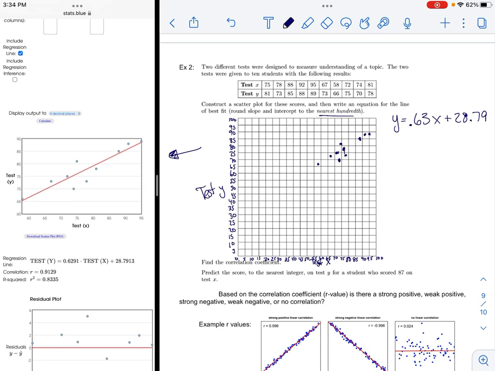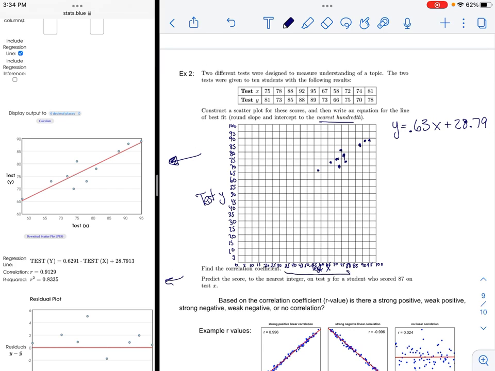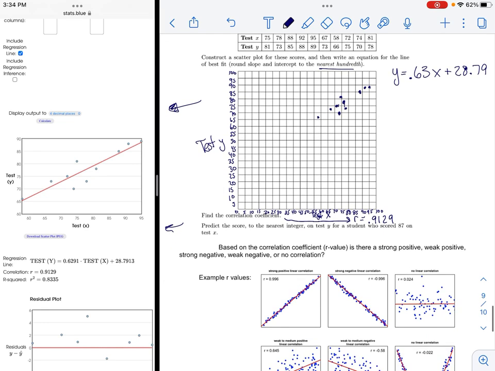Now, the correlation coefficient is actually something called your R value, or as it is on stats.blue, it's literally just called correlation, and then says R equals. So our correlation coefficient here is R equals 0.9129. Now we're going to skip that next section for a little bit and come look at this.